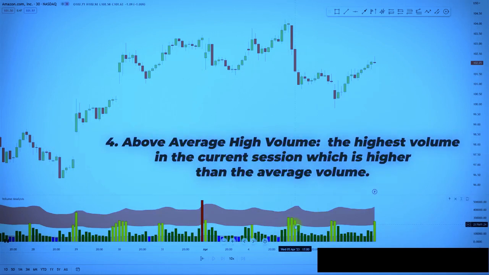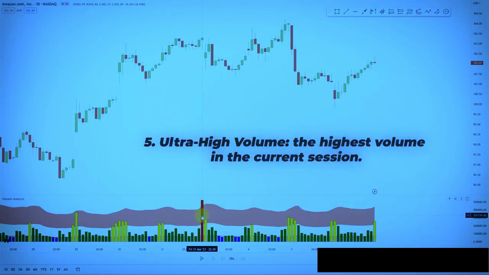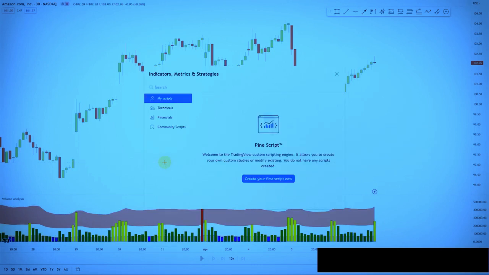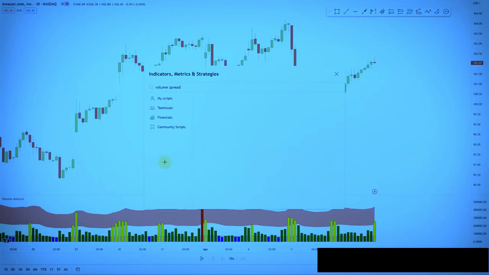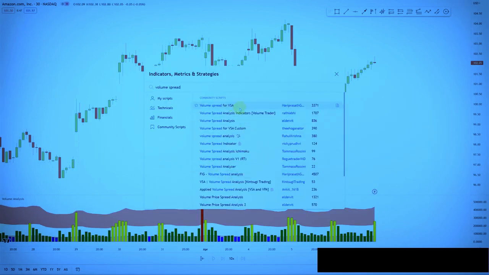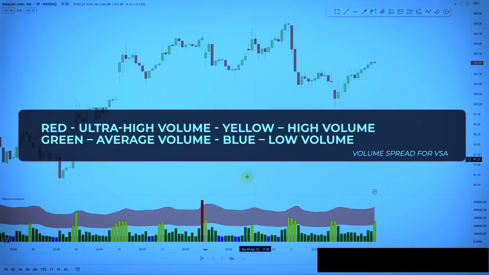Then we have above average high volume. This is the highest volume in the current session, which is higher than the average volume. And then we have the ultra high volume. It's the highest volume in the current session. This indicator tells you whether the volume is ultra high, high, low, or average. It's called the volume spread for VSA. It's very easy to read volume using it.